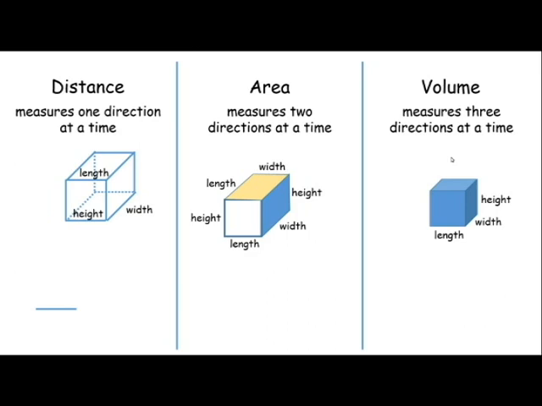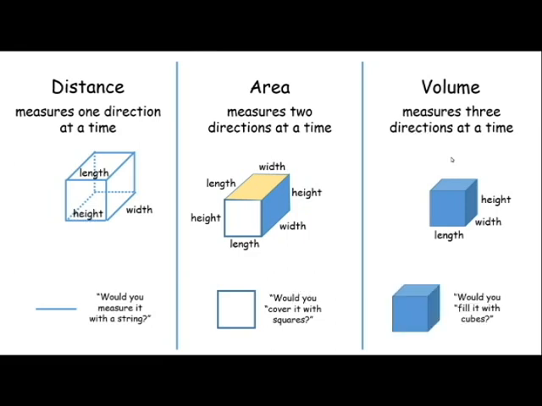So when I'm talking about distance, I'm thinking about measuring one dimension. Like, would I measure this with a string? How long would the string need to be? When I start talking about area, I want to make sure I'm talking about covering things with squares. And when I talk about volume, I want to make sure I'm talking about filling with cubes. And often, if you refer to it in terms of measuring with strings, covering with squares, or filling with cubes, that really helps the students in their mind to differentiate which unit they need to be using.